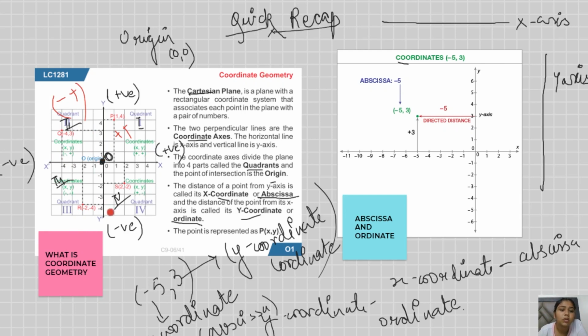In this particular quadrant, both of them are negative, so this is negative negative. In this particular one, x is positive and y is negative, so this is positive negative, because abscissa always comes first. I hope this is clear.